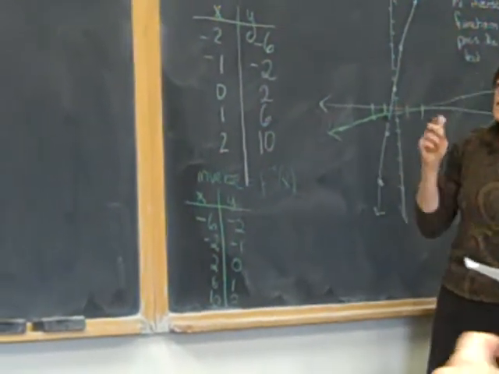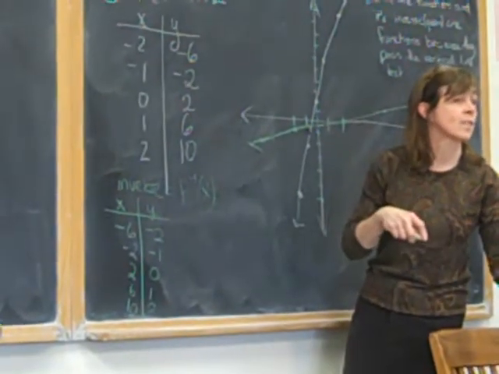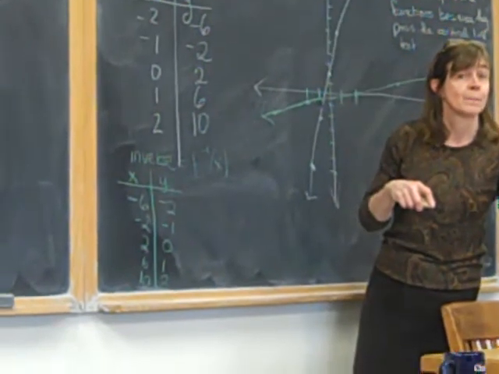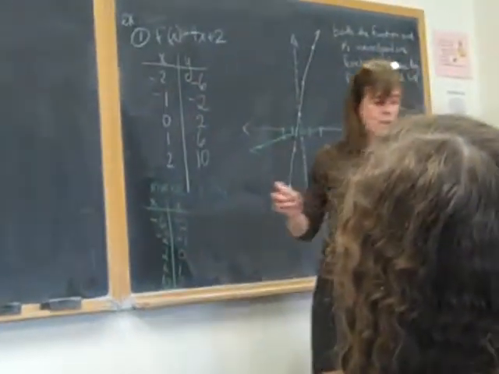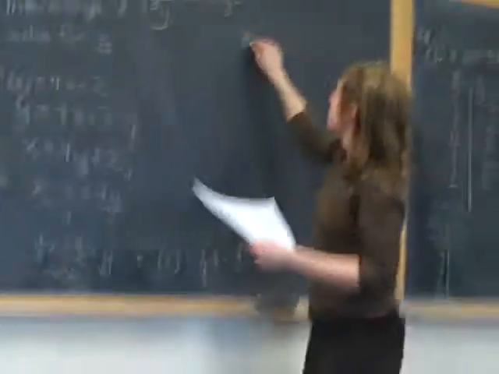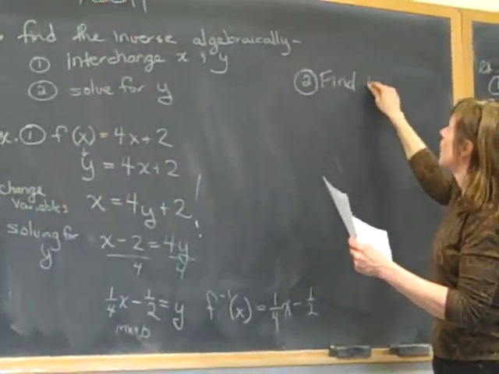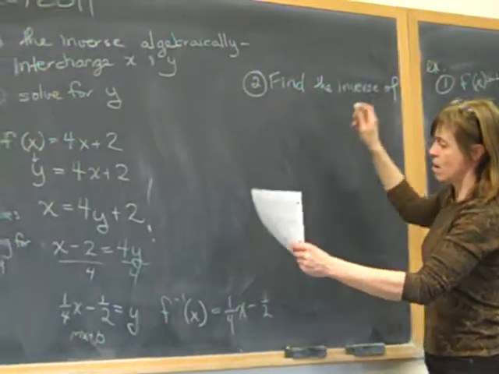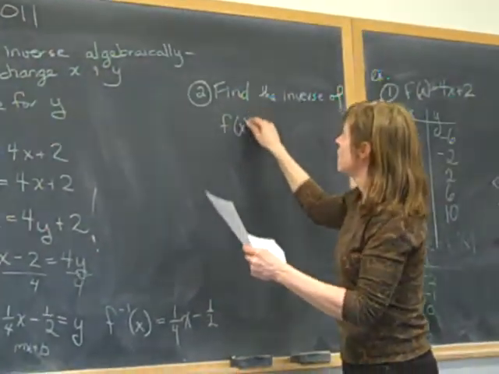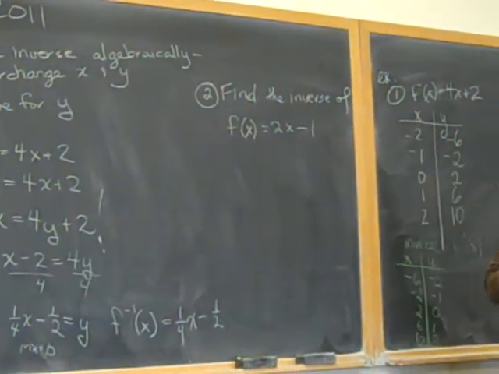And you may see in the book some reference to verifying them. We're not going to do that this year. We're saving that for pre-cal, so you get to wait till next year to verify them. So let's try and see if we can find the inverse of another one. So number 2, can you find the inverse of f of x equals 2x minus 1?